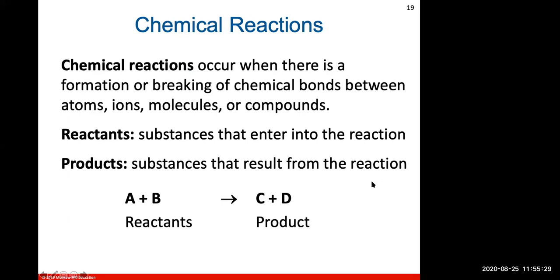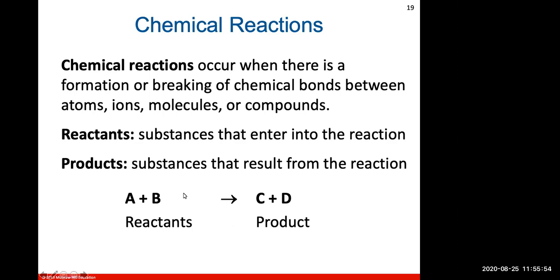Chemical reactions occur when there is a formation or a breaking of chemical bonds between either an atom, a molecule, an ion, or a compound. So any of the above. Chemical reactions are occurring all the time around you without you even realizing it. And chemistry is kind of the language of all of those chemical reactions occurring.